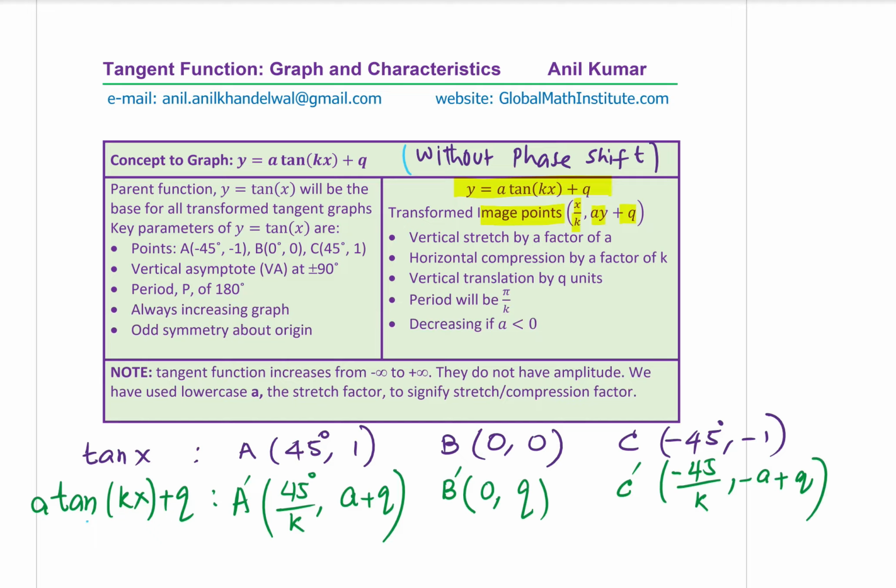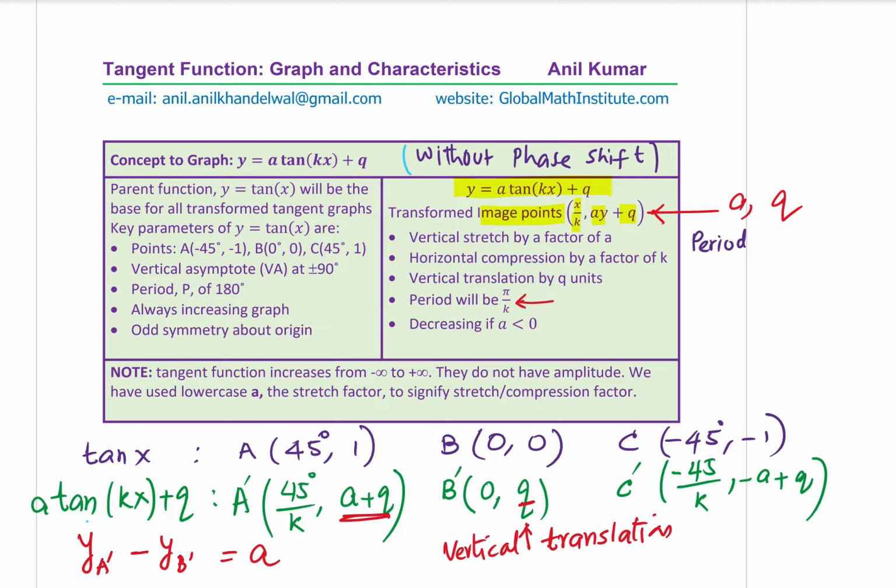Now that gives us the period. Let's see how. We'll write the period here. Initially we have a period of 180 degrees, which we get by doing 90 degrees minus negative 90 degrees, correct? Now if it is transformed, both will be divided by k, so what we get here is basically 180 degrees over k. Do you see that? This is the change in vertical asymptotes. So we can say it is the difference in vertical asymptotes which is going to give us the period. So the period will be pi over k. Clearly, we could find the period from the vertical asymptotes. And if the value of a is less than 0, then the graph will be decreasing because that is a reflection on the x-axis. Perfect.